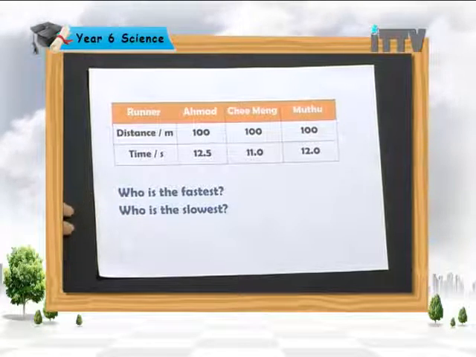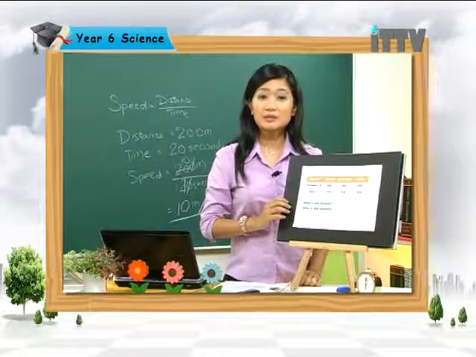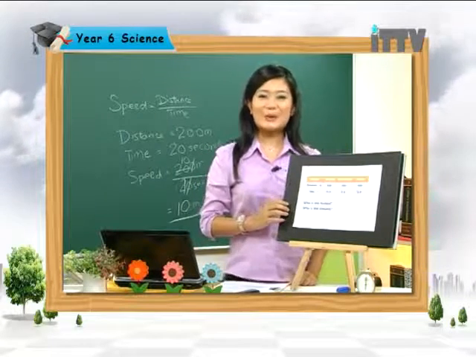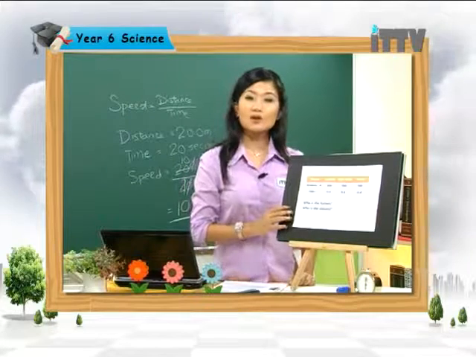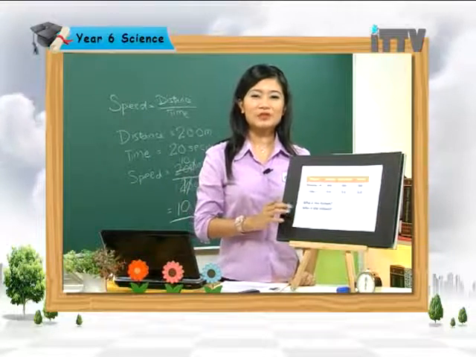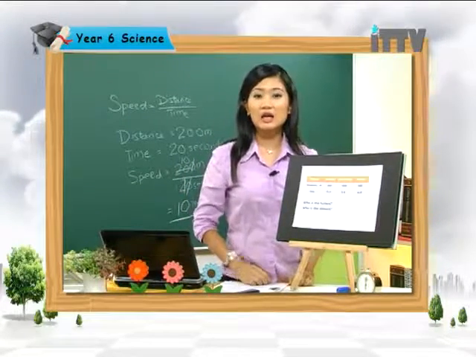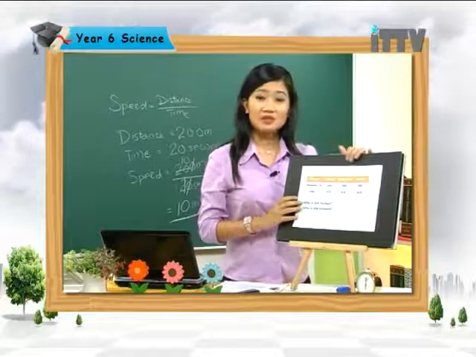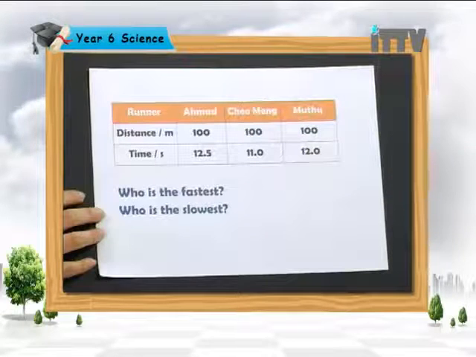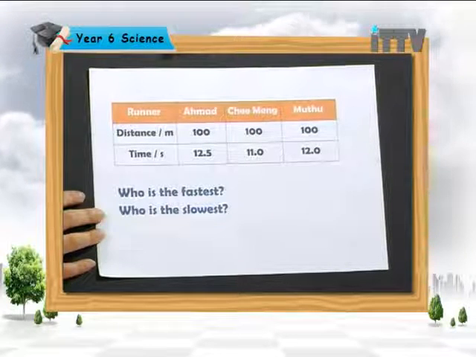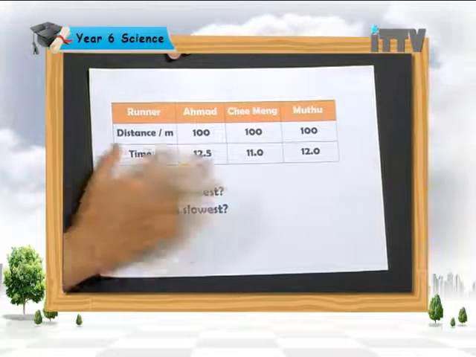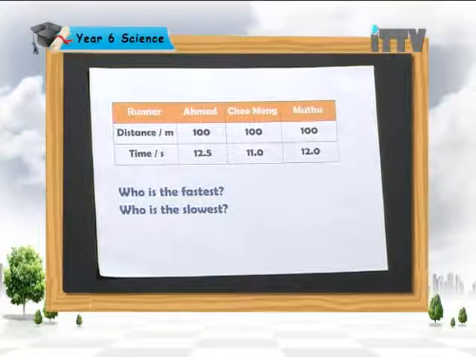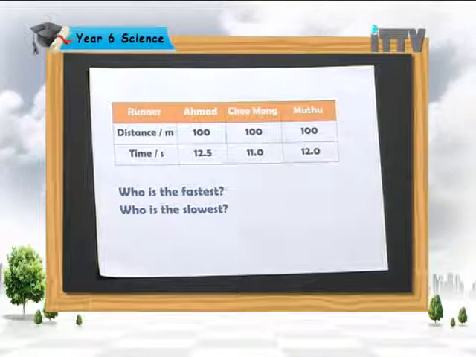Qiming took only 11 seconds to run 100 meters. So obviously, Qiming is the fastest runner. So who is the slowest runner? Of course, the slowest runner has to take a longer time to run the same distance as the others, right? So who took the longer time to run 100 meters? The answer is Ahmad. Yes, he took 12.5 seconds to run 100 meters.